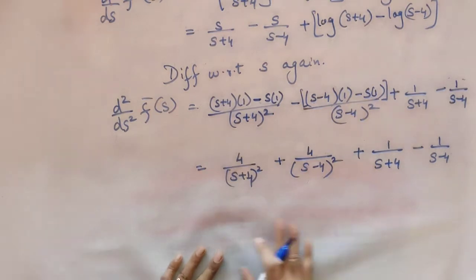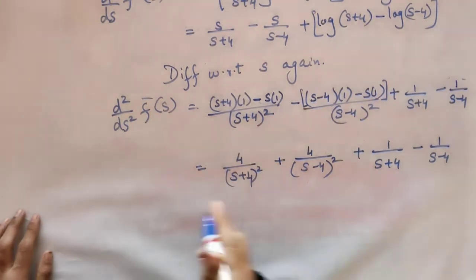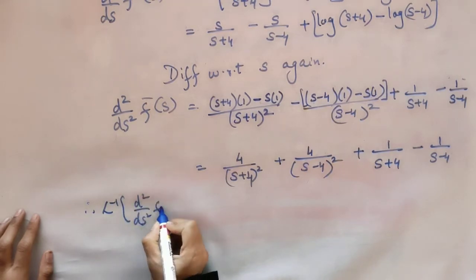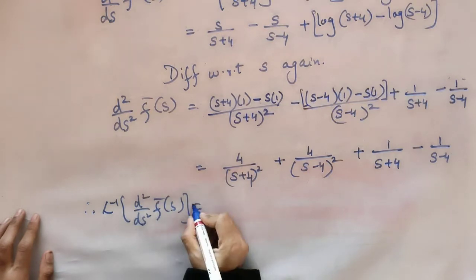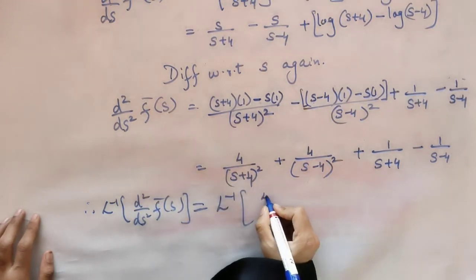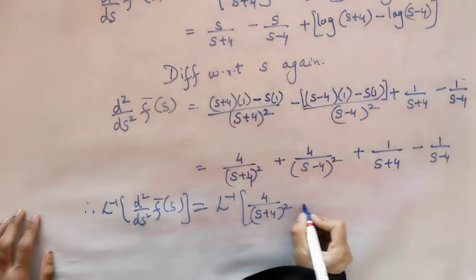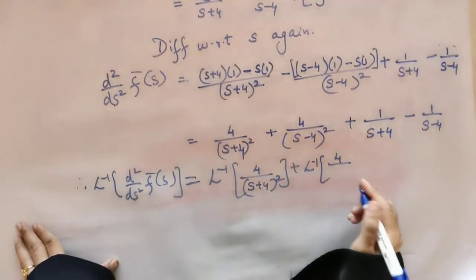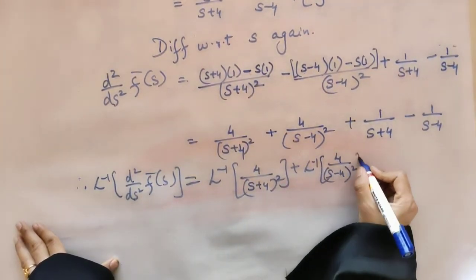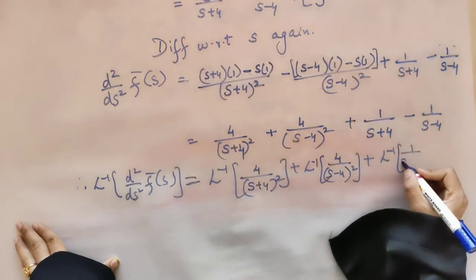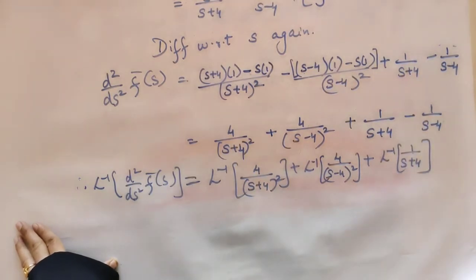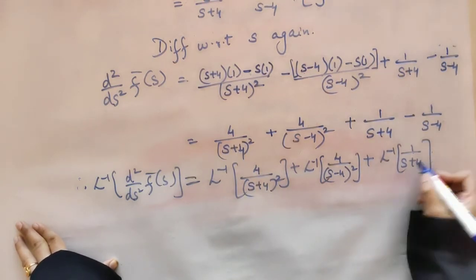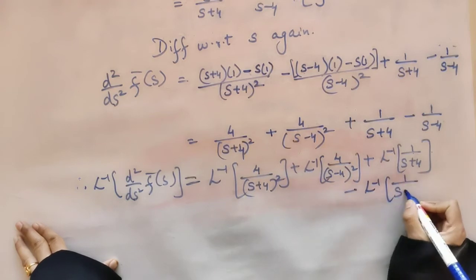Now let us apply L inverse on the complete given thing. So therefore, L inverse of d square by ds square of f bar of s is equal to L inverse of 4 divided by s plus 4 whole square plus L inverse of 4 divided by s minus 4 whole square plus L inverse of 1 divided by s plus 4, minus L inverse of 1 divided by s minus 4.